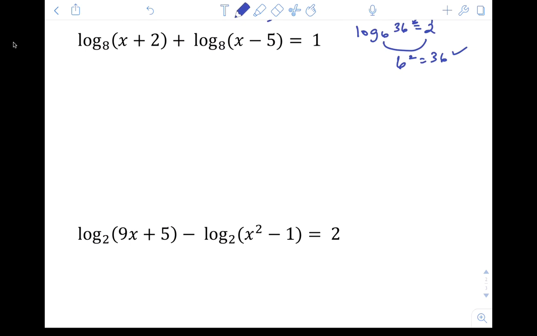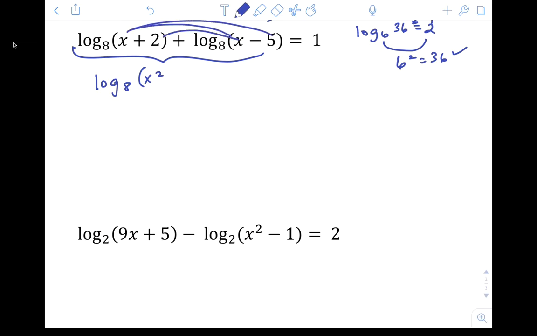Which one are we on? Number 6, it looks like. Number 6, let's condense. Get it to 1 logarithm. That means I actually have to FOIL that. That would be x squared, negative 5x and positive 2x makes negative 3x, and then negative 5 and 2 make negative 10.